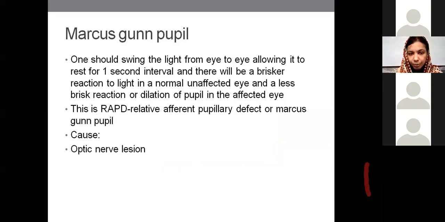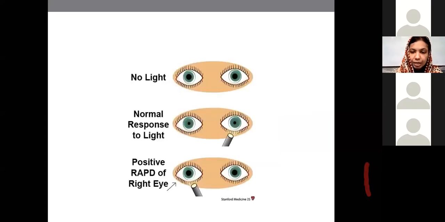Marcus Gunn pupil. Marcus Gunn pupil ko check karne ka method hota hai. To kya method hota hai? One should swing the light from eye to eye, allowing it to rest for a 1 second interval, and there will be a brisker reaction to the light in a normal, unaffected eye, and a less brisk reaction or dilation of the pupil in the affected eye. So comparative to the constriction, you are expecting a dilatation of the pupil in the affected eye, right?